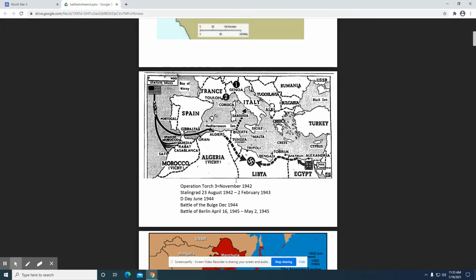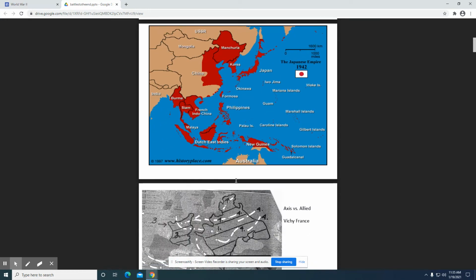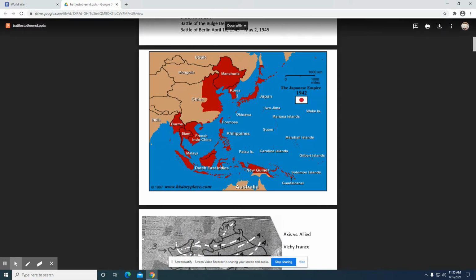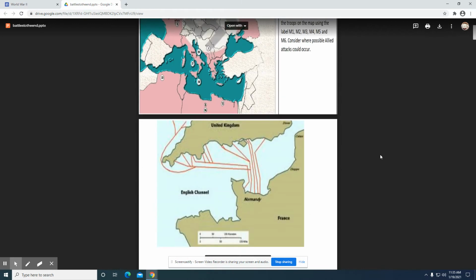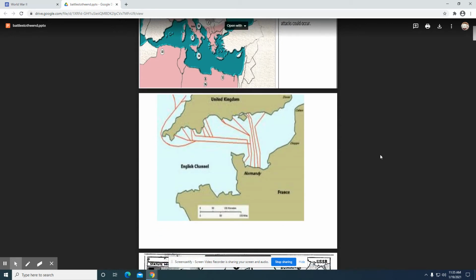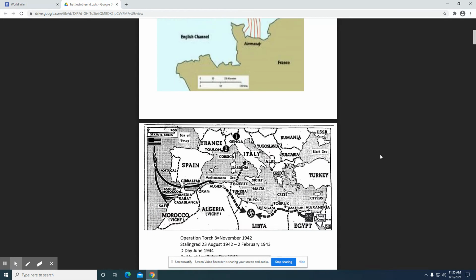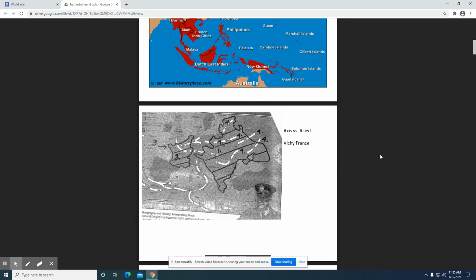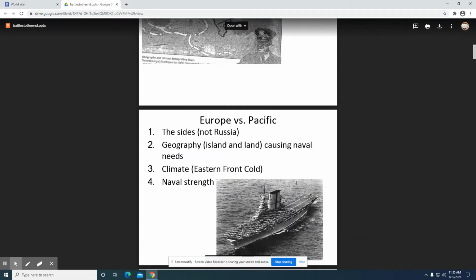Over here, keep in mind Germany controls a significant amount. It's very different from fighting in Asia. Keep in mind in Asia, it's the United States' war. They're the ones fighting. Russia is not engaged in this particular war. However, in the war in Europe, Russia, the Soviet Union, is involved in this particular conflict. So you want to take note of the Axis and the Allied sides. You should already know that. And we've already gone over the term Vichy France.